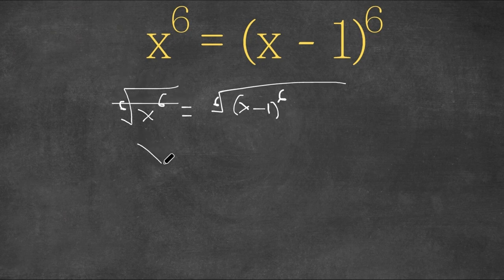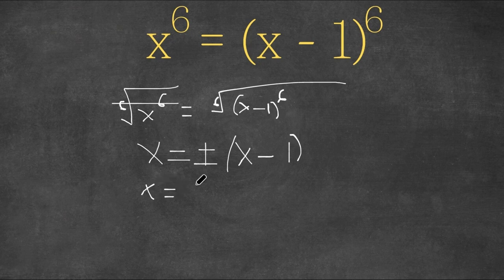So this is simply going to result in x equals, these two are going to cancel out as well. So we're just left with plus or minus. Remember, we got the plus or minus x minus 1. So now this gives us two equations. This gives us x equals positive x minus 1, or this gives us x equals negative x minus 1. Let's first try the positive. So we're going to do x equals x minus 1.